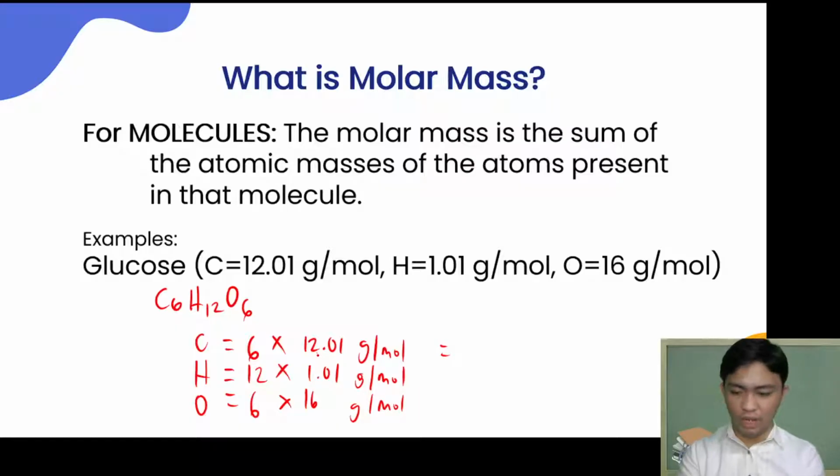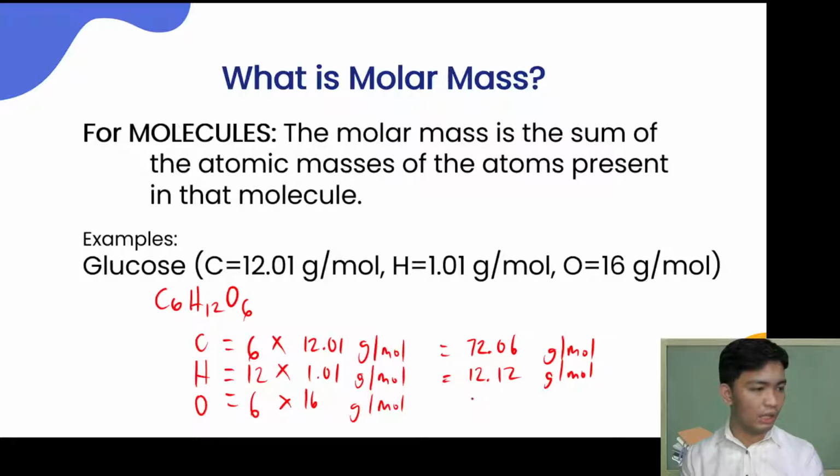So, 6 times 12.01, nagamit ng calcu, you're gonna have there 72.06. Okay? And then 12 times 1.01, you have there 12.12. Don't forget the unit, grams per mole. Ito yung abbreviation natin for mole. And then, 16 times 6, you have there 96 grams per mole. If we're gonna add all this, 72.06 plus 12.12 plus 96, that will give us 180.18 grams per mole. So, sa sagot natin, laging 2 decimal places ang kunin para pare-pareho tayo.